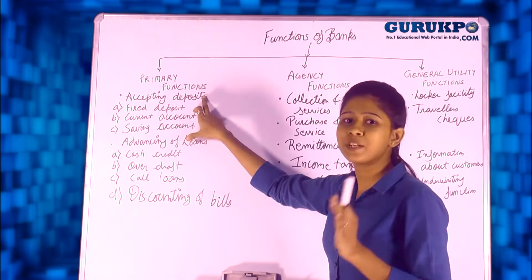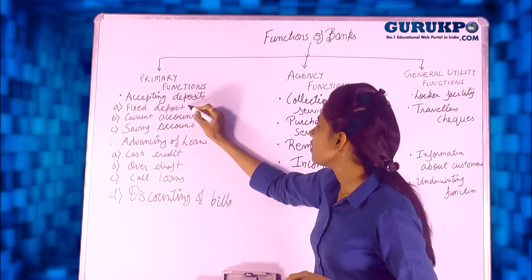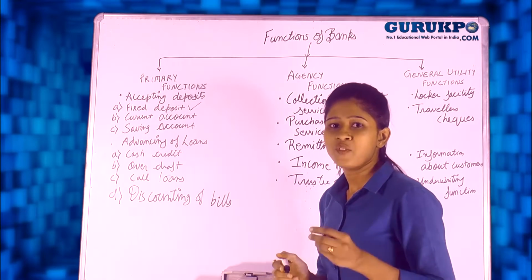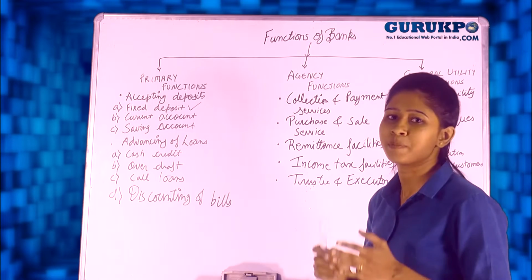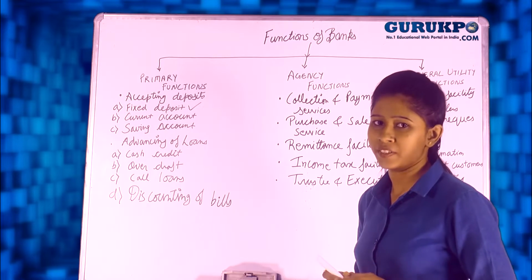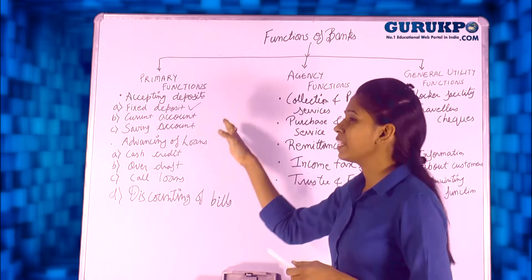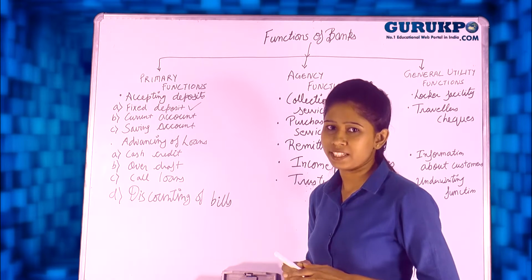Bank accepts the deposits from the customers. Now, in this, first is fixed deposit. Fixed deposit account is an account in which a fixed amount is deposited for a fixed period and with a fixed rate of interest. If there is any premature withdrawal, then the interest rate is decreased.